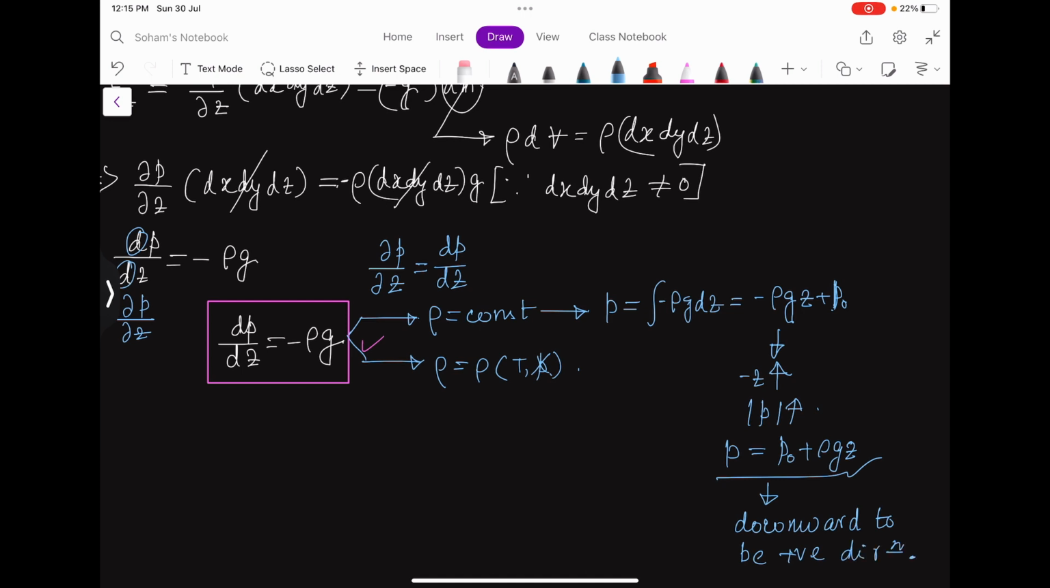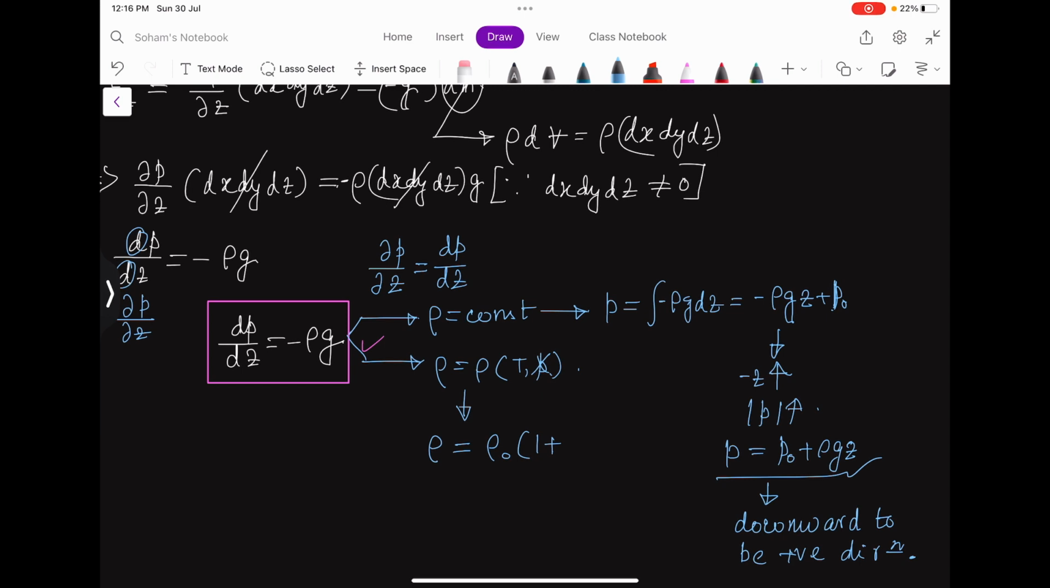And if rho is a function of temperature, then we can write rho in various forms. Let us say for an isothermal condition, the temperature is not changing, and that is why rho is also not changing. So we can have various functions of rho, and one function is this.